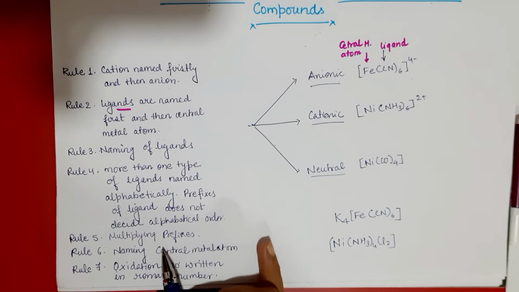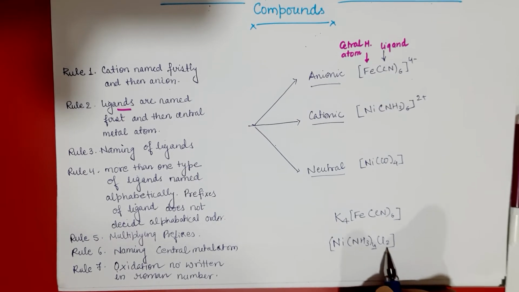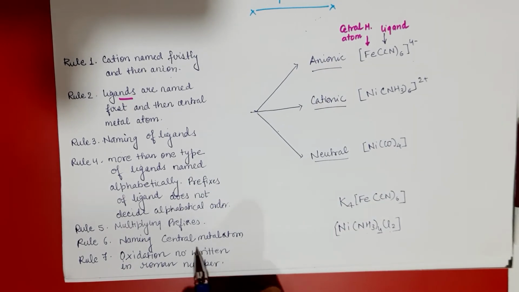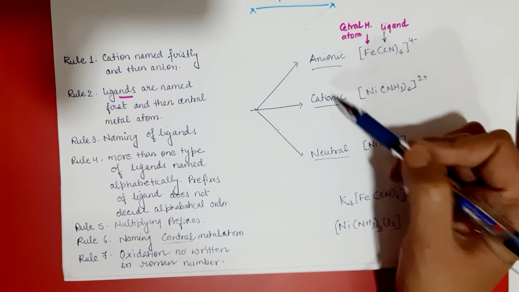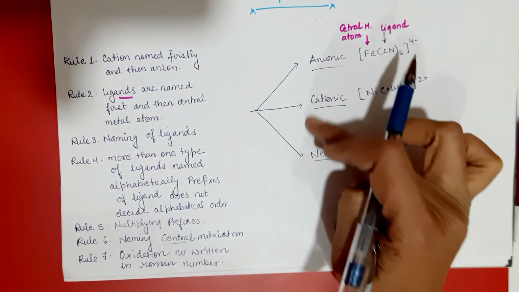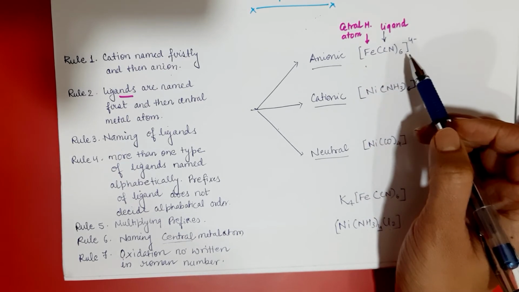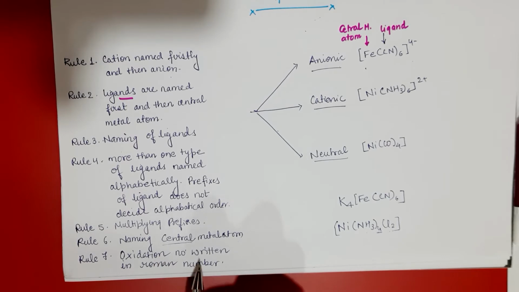The next rule is multiplying prefixes. It means that if we have 4 NH3 here, we will write tetra. If we have 2 chlorides here, we will write di. So these are multiplying prefixes. The sixth rule is naming the central metal atom. This naming depends on whether the sphere is anionic, cationic or neutral, because this identification plays an important role in naming the central metal atom. We will discuss this later. And last but not least, the last rule is that the oxidation number of the central metal atom is written in Roman numerals.